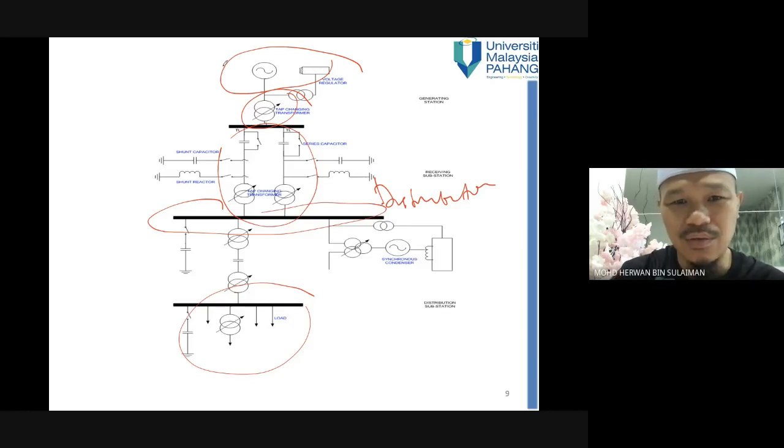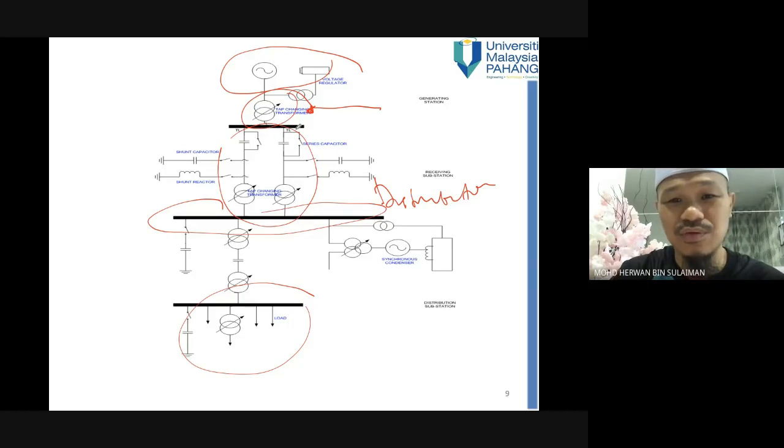So we have our generation, and then normally we have a tap changing transformer. Tap changing transformer also is the one type of how we want to control the voltage. Because kita boleh step up atau step down your punya voltage lah. So normally when the generation produce the power, the voltage is quite low, 11 kV, so sometimes 32 kV, and then we step up to the high voltage.